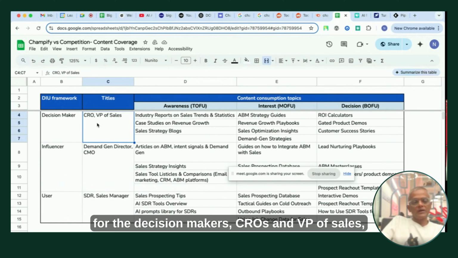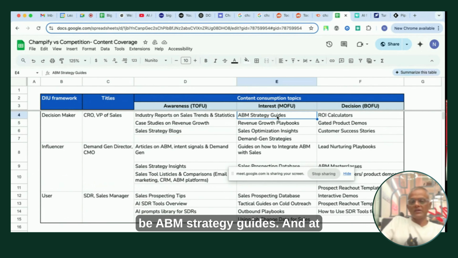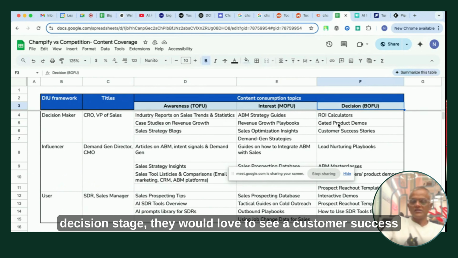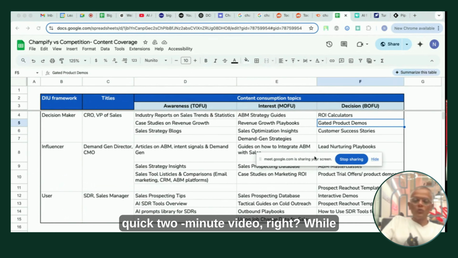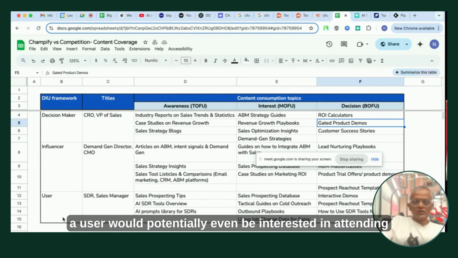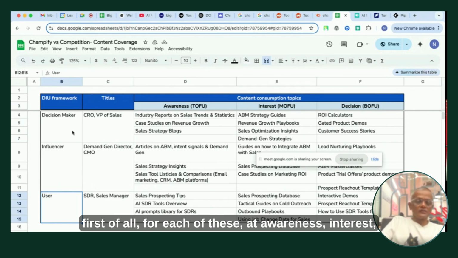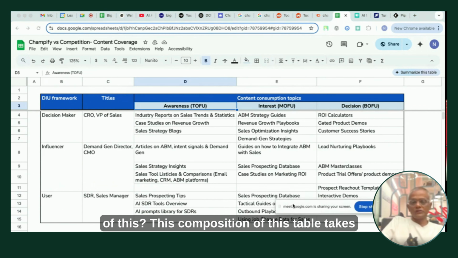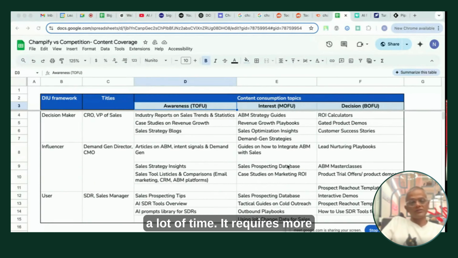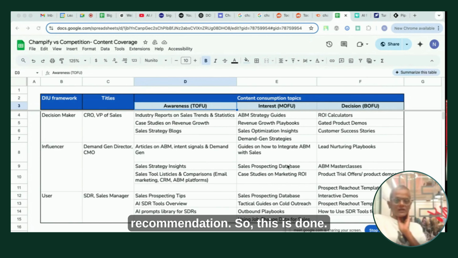So for the decision makers, CROs and VP of sales, at the awareness stage, it could be sales strategy blogs. At the interest stage, it could be ABM strategy guides. And at the decision stage, they would love to see a customer success story or a gated product demo, a quick 2-minute video, right? While a user would potentially even be interested in attending a webinar on ABM strategy. So first of all, for each of these at awareness, interest, and decision level, what are the likely pieces of content? The composition of this table takes a lot of time. It requires more understanding of the domain. Better we can come out with this recommendation.